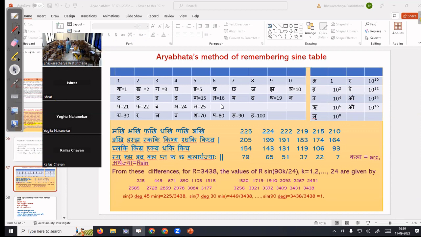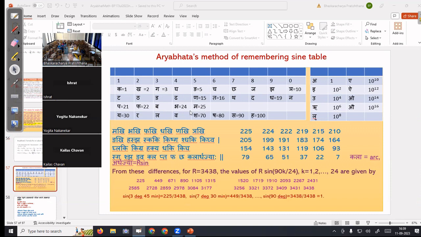So Aryabhata uses this special method. He writes the numbers in base 100. That is the idea. And the 2-digit numbers are obtained by using the letters ka, kha, ga, gha, nga. So ka is 1, kha is 2, ga is 3, 4, 5, 6, 7, 8, 9, 10. This is actually 10.